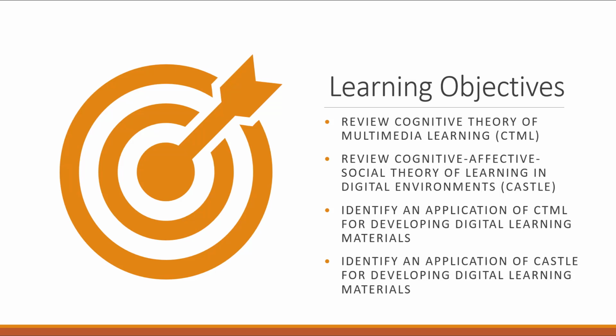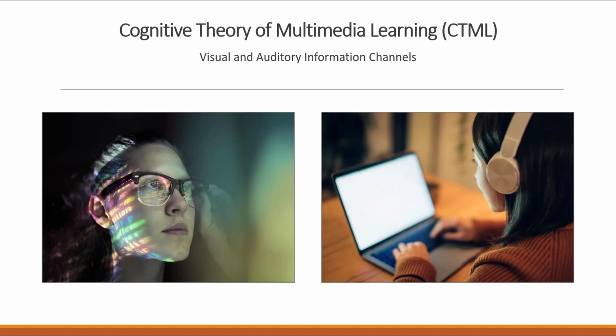digital learning materials. The Cognitive Theory of Multimedia Learning, CTML, builds on the ideas of cognitive load theory to better understand how humans process information when learning. This theory is especially important in multimedia learning environments, where both visual and auditory information are presented. CTML proposes that we have two separate channels for processing information, auditory and visual. Information from each channel can be integrated into the mental schema formed by the learner.